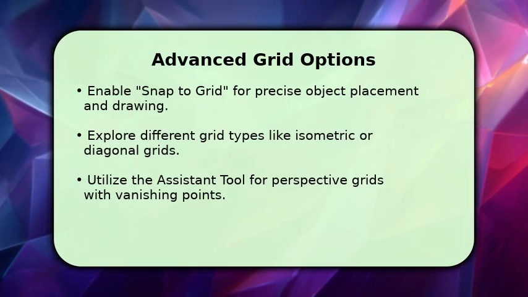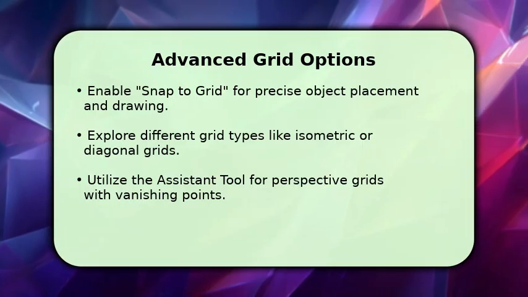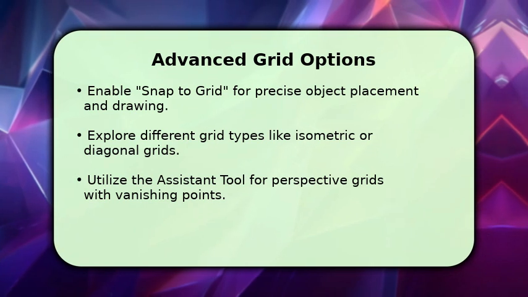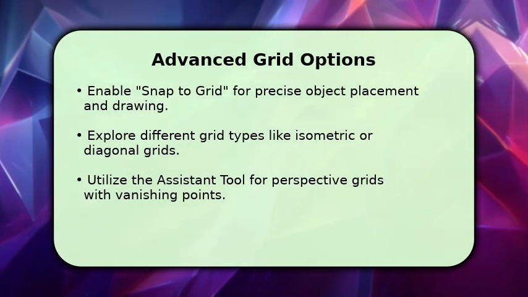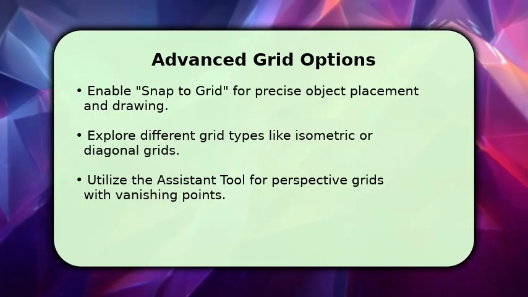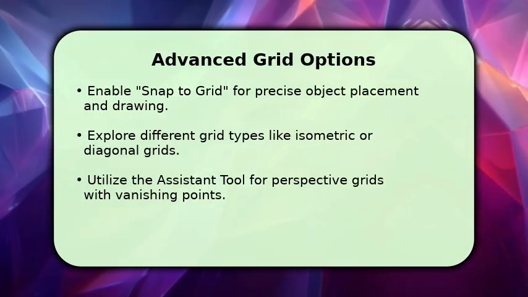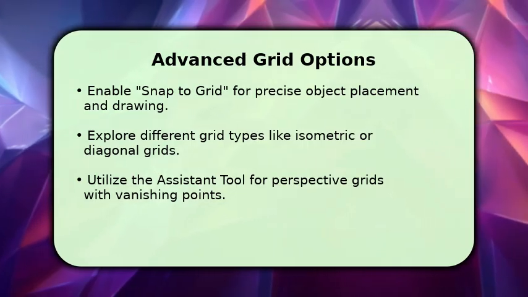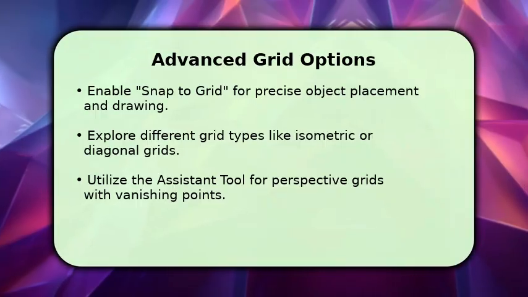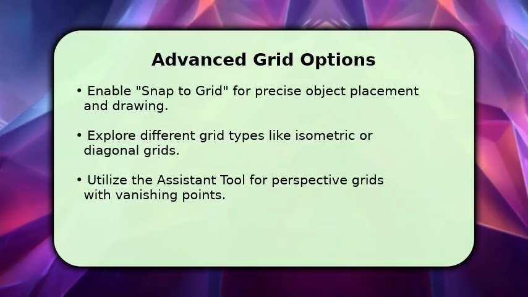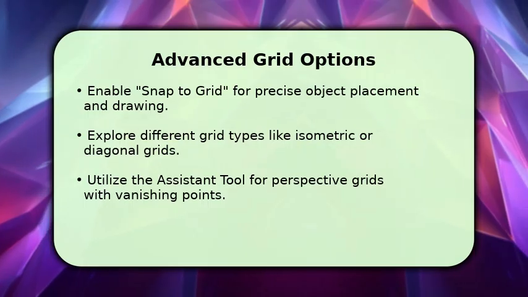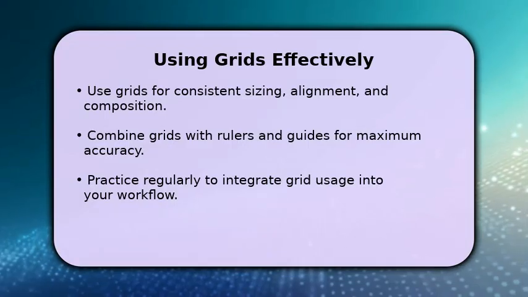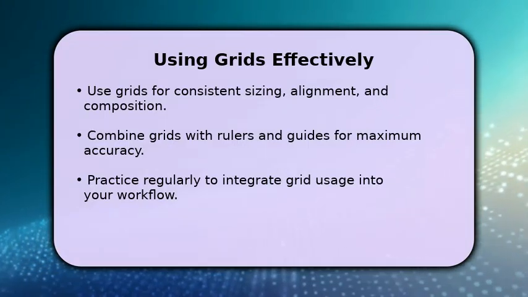Beyond basic customization, Krita offers advanced grid features to enhance your workflow. One powerful option is Snap to Grid, which automatically aligns your brush strokes or selections to the nearest grid line, ensuring incredible precision. You can also explore different grid types, such as isometric or diagonal grids for technical drawings. For perspective, use the Assistant tool to create vanishing points and custom perspective grids, which are invaluable for architectural scenes or complex compositions. Mastering grids can significantly improve the quality and efficiency of your digital art.